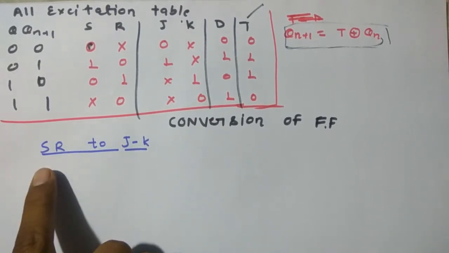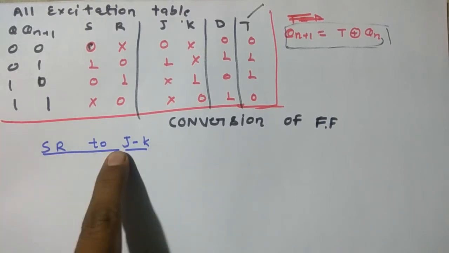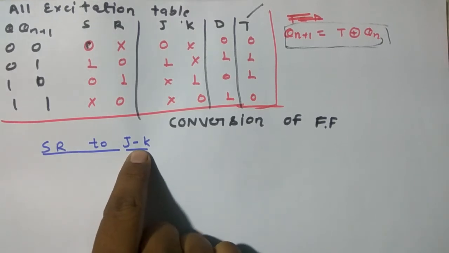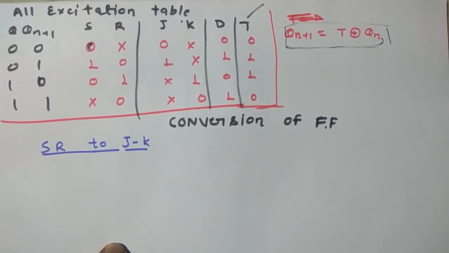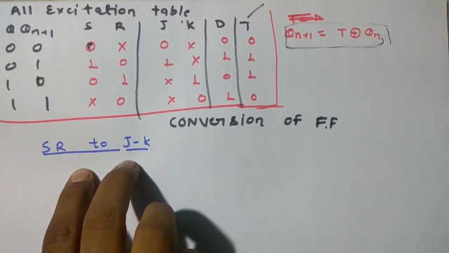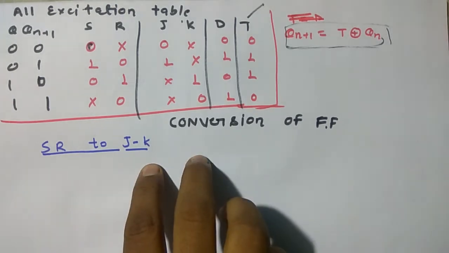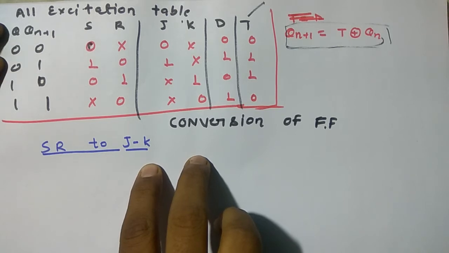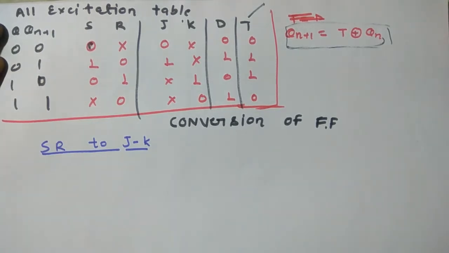So guys, this is SR to JK flip-flop. What we have to do is make the characteristic table of the JK flip-flop, and then on the basis of Qn and Qn plus 1, we will make the table with the help of this excitation table, and we will solve by K-map. Whatever K-map equation comes, we have to make that circuitry, and that will be the JK flip-flop.